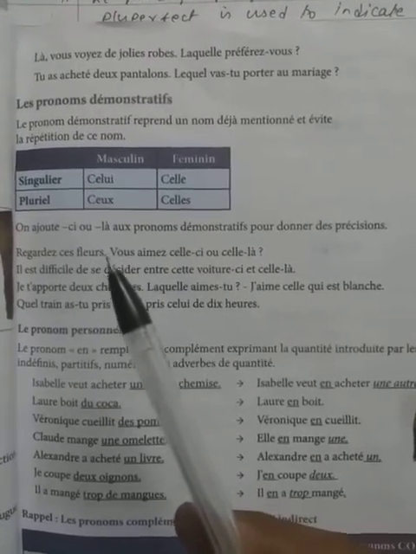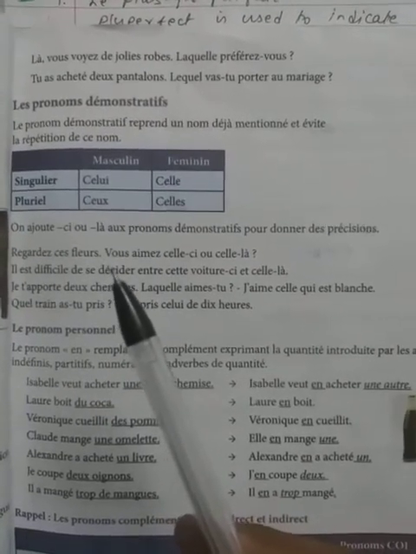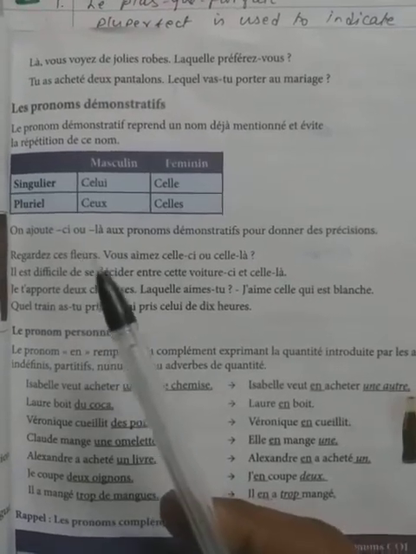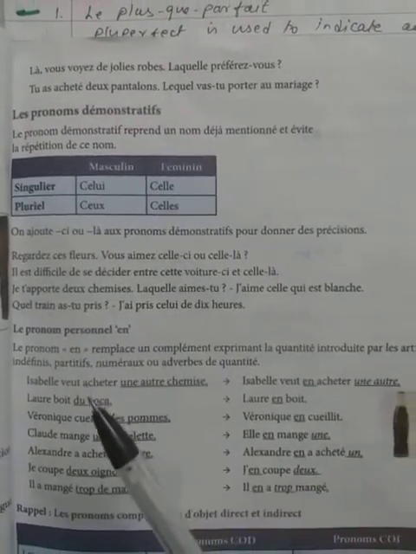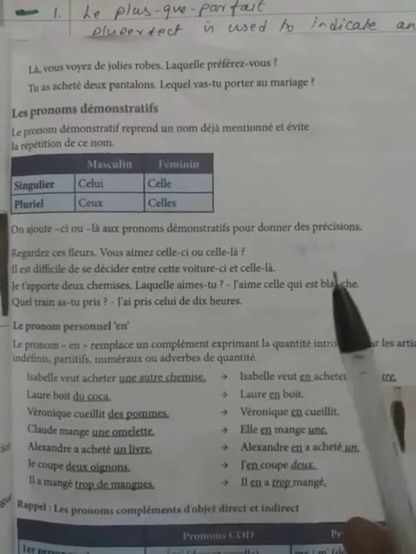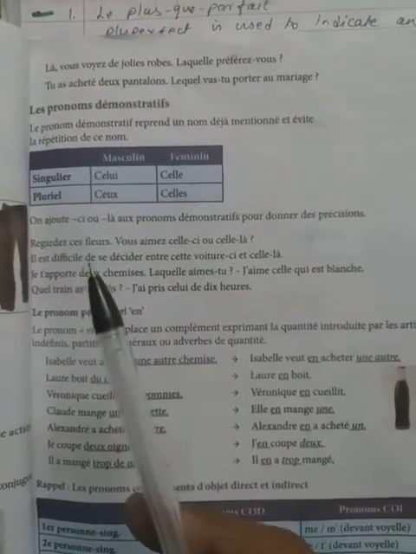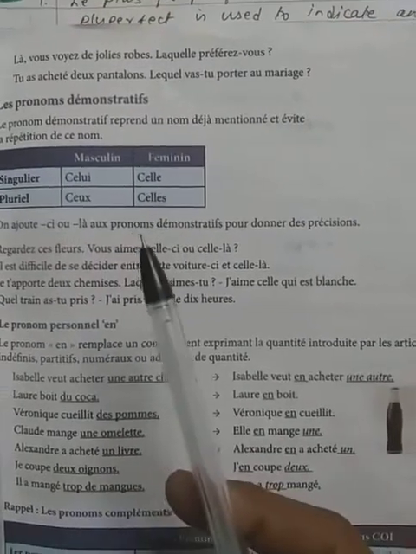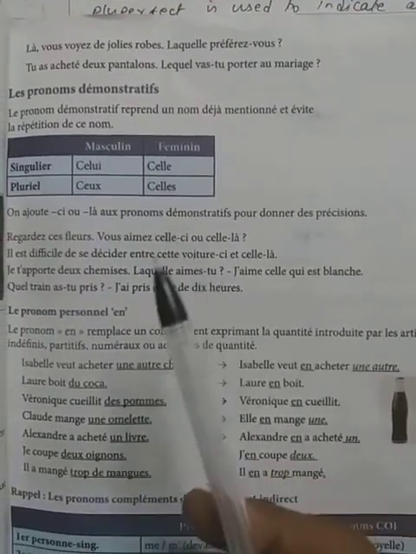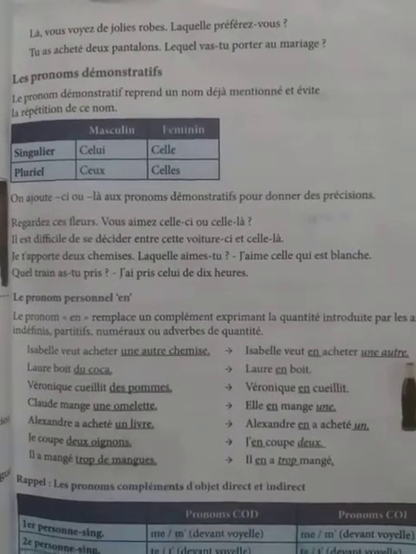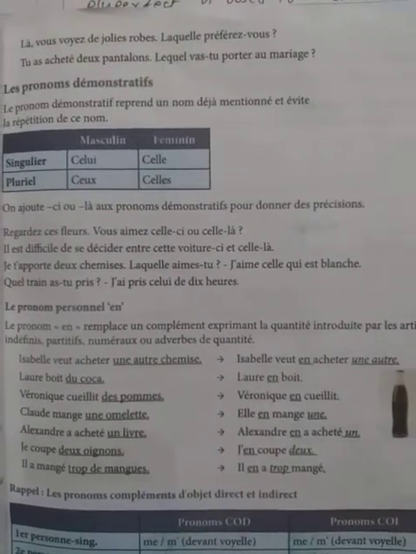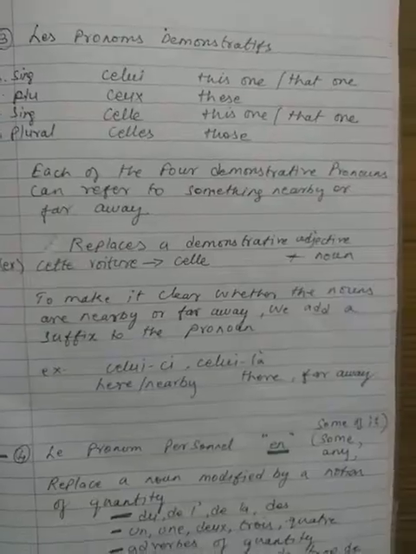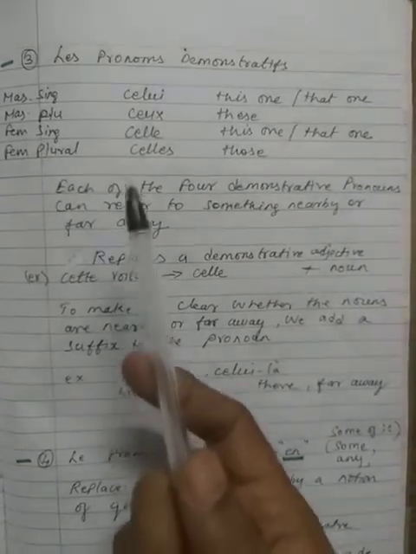For example, if anything is near to you and far away from you, you can use this one, that one, to show which is nearer and which is far away from you. For that only you are adding these suffixes ci, là to any demonstrative pronouns. Let us see the examples. Before seeing the examples, I told you the meaning. See the meanings.